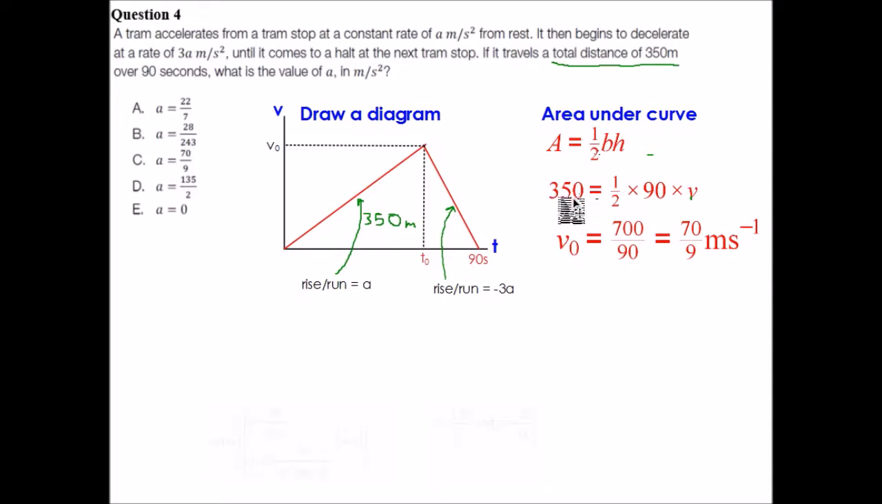Area is 350. The base length is 90 seconds. And the height of the triangle is your v0. It's this one here. So using that we can rearrange and solve for the velocity. Maximum velocity achieved is 70/9. So we now know the rise going up to the top of the graph is this v value.